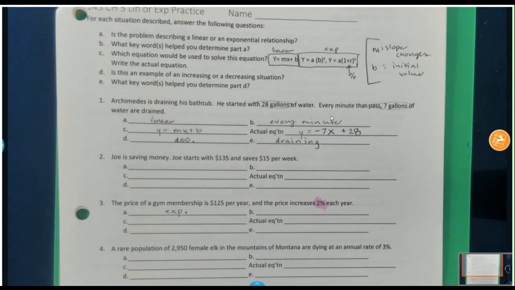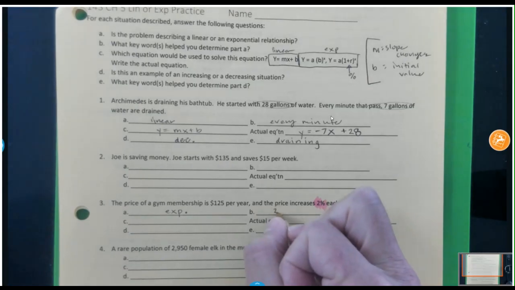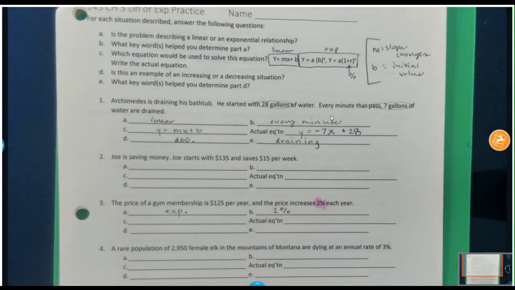All right, B, what keywords helped you decide that? The fact that it said 2%. This is the key to letting you know that it's exponential. It also tells you which formula to use. All right, that's the next question.